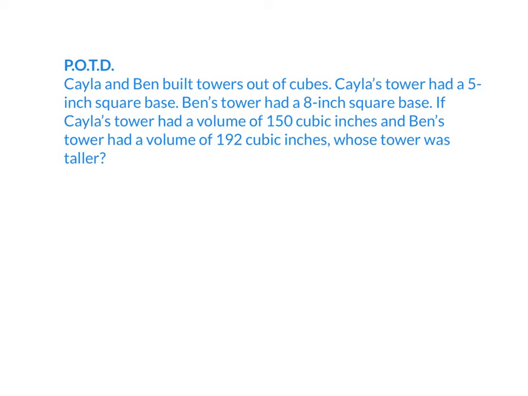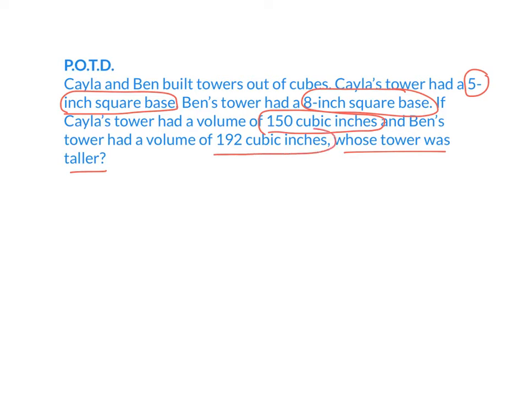whose tower was taller? Okay, the first thing we need to do is figure out what the question is asking us to find. Right, Vic? Very good. We need to know that Kayla's tower had a 5-inch square base and Ben's tower had an 8-inch square base. We also need to know that Kayla's tower has a volume of 150 cubic inches and Ben's tower had a volume of 192 cubic inches. Okay, it's important to draw a picture to show your thinking.